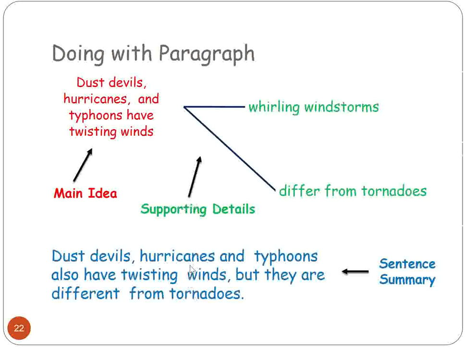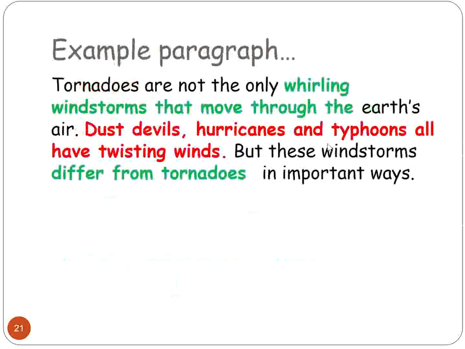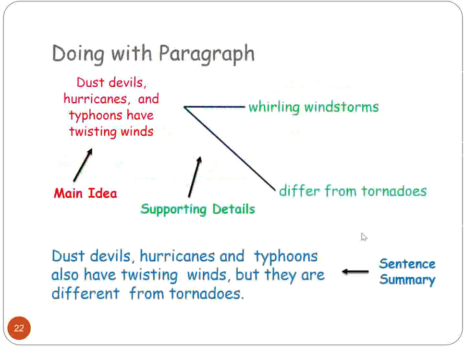So dust devils, hurricanes, and typhoons also have twisting winds, but they are different from tornadoes. This is a sentence summary. ठीक है, सेंटेंस समरी है ये उसकी सारे के सारे की. आप एक दफ़ा फिर इसको देख सकते हैं. These are the important details. This is the topic, highlighted in red, and the words highlighted in green are the supporting details.